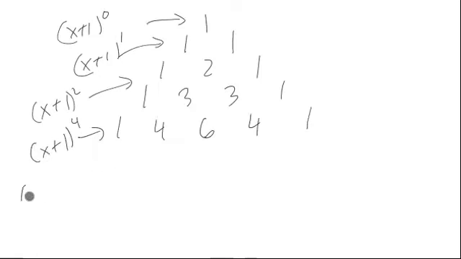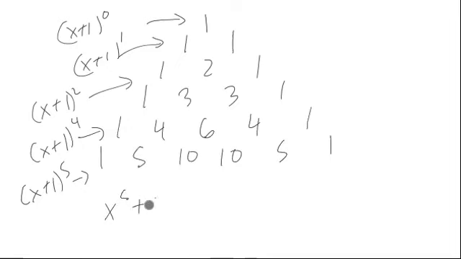How do you get to the 5th power? Put ones on the ends and then add: 5, 10, 10, 5. So that means x plus 1 to the 5th power is x to the 5th plus 5x to the 4th plus 10x cubed plus 10x squared plus 5x plus 1.